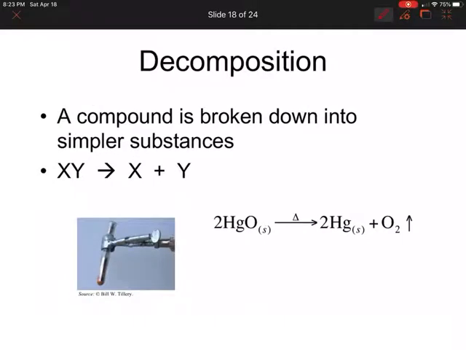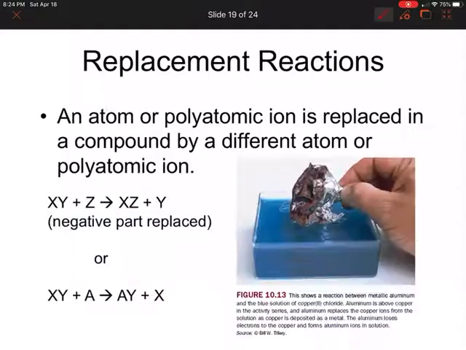All right, a decomposition. So here you've got your X, Y, and then it breaks up into the separate. So here we've got mercury oxide, and here it breaks off into mercury and oxygen. Okay, and I just want to point out again, see how this 2 is multiplied to just the mercury, and then over here to the oxygen. All right, so there has to be 2 on the product side.